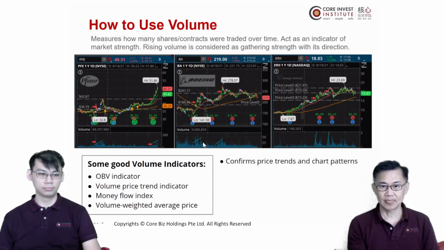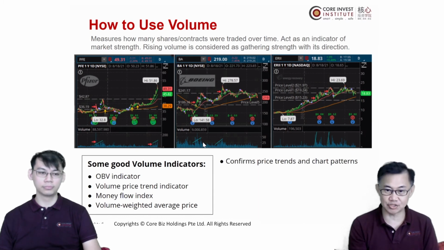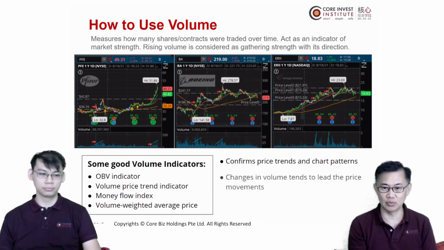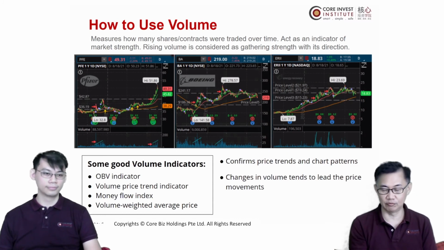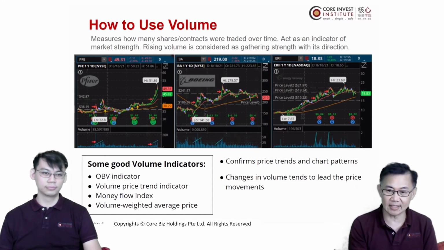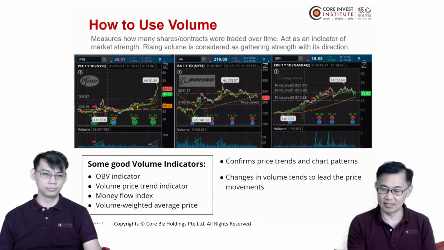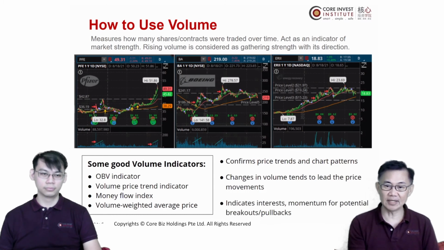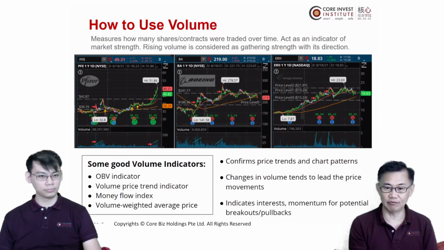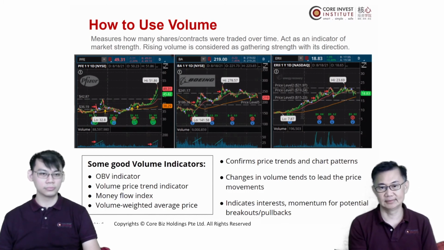So in summary, the volume confirms the price trend, up, down or not, as well as the chart pattern. The changes in the volume, higher in volume or lower in volume, leads to a price movement. Whenever there is a decline in the volume, it means that it's weakening on the price, and therefore potential reversal. So the volume indicates interest, right? And therefore momentum of any potential breakout or pullbacks.